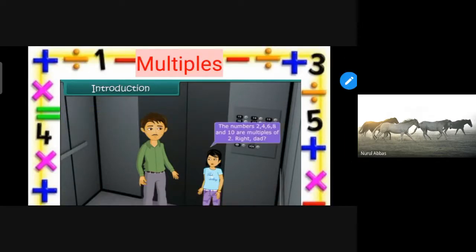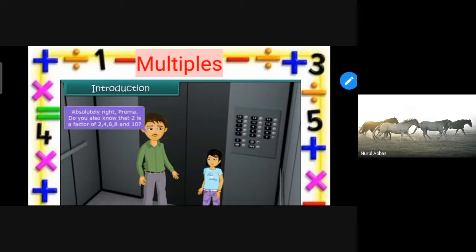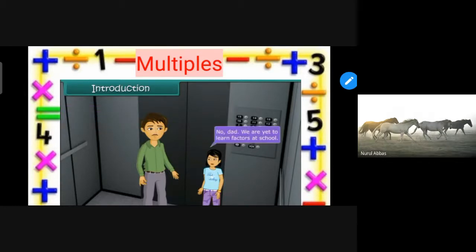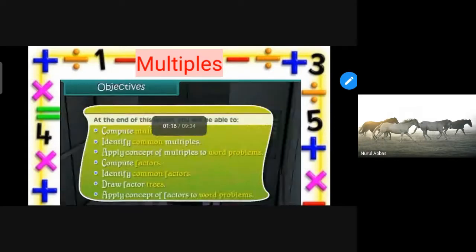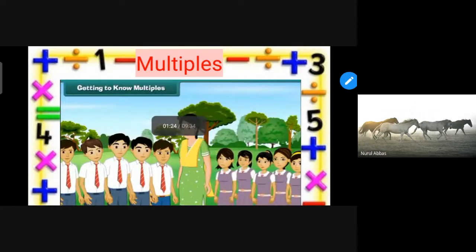Yesterday I said this father and daughter were discussing something. The lift stops at this floor and this floor. That they were discussing, right? So then her father said, I think you have learned about factors and multiples in class. She replied, no, we still didn't learn this. So now let's see in the school how she learns about this. This is about her school, how she will learn about multiples and factors. First we will see about multiples only, how she will learn.